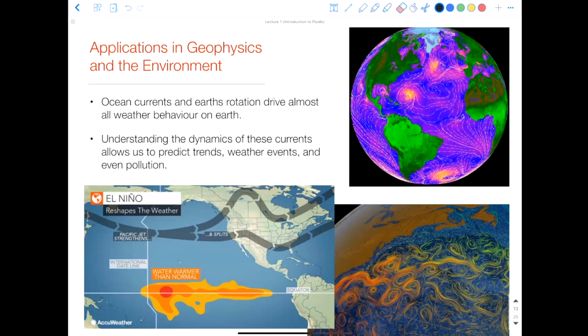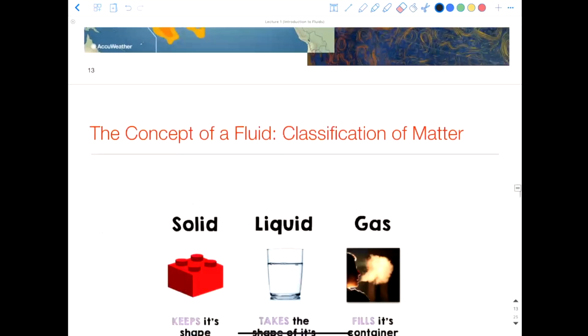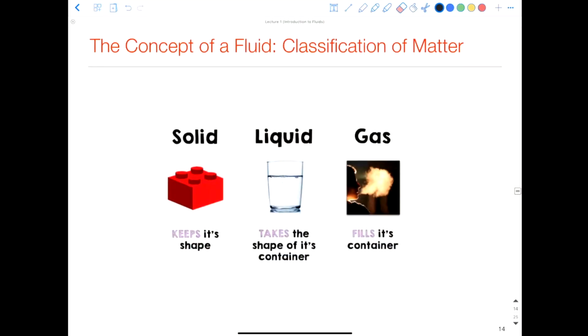Maybe this comes into play if we want to predict if there's going to be a massive frost event or a slow spring. We can tell farmers and anyone involved in agriculture how to manage their crops so that they don't have any damage due to frost or something like that. So those are basically applications of fluid mechanics.